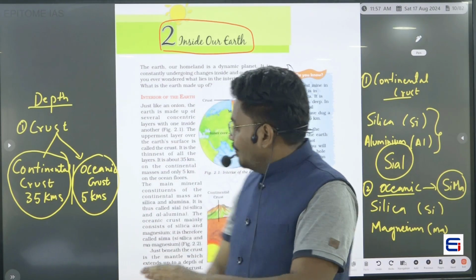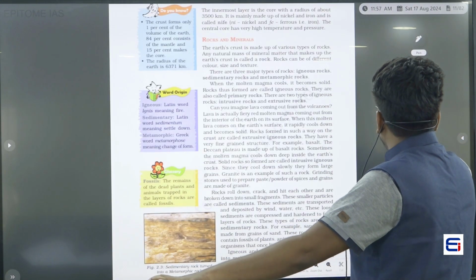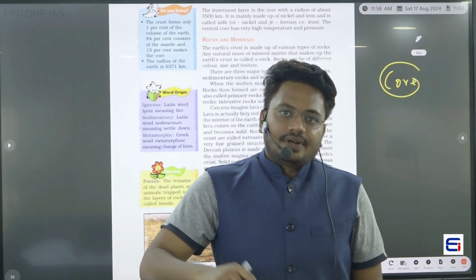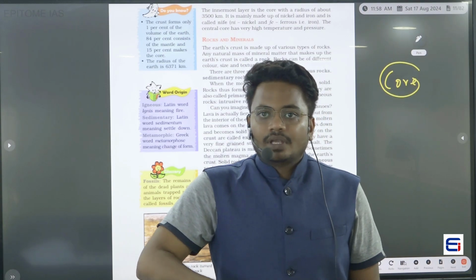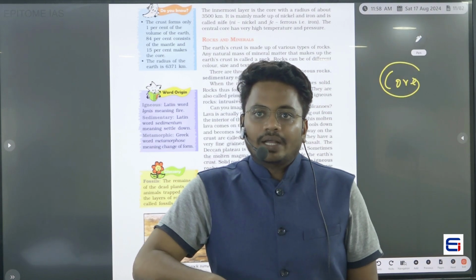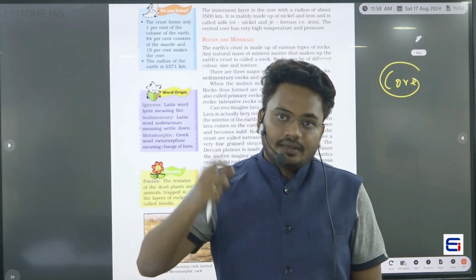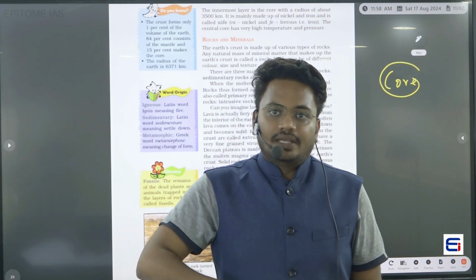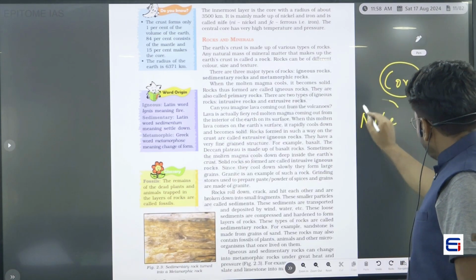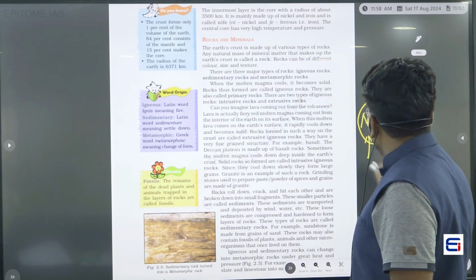Then the third important layer which we can see is the core. The most important minerals found in the core are nickel and ferrous, or we can say nickel and iron. Nickel is represented as Ni and iron is represented as Fe. So we can call that core layer the NiFe layer, because we can see a high abundance of nickel and a high abundance of iron in the core.